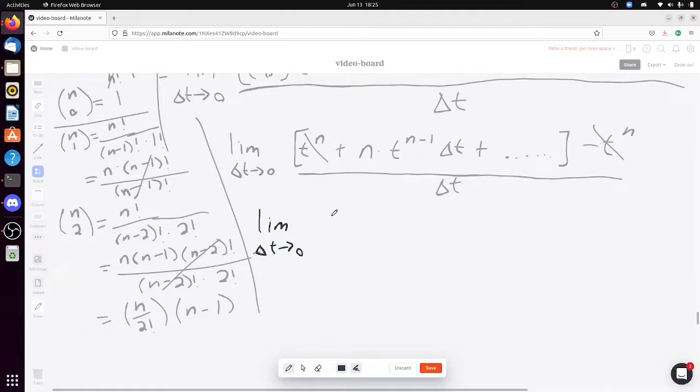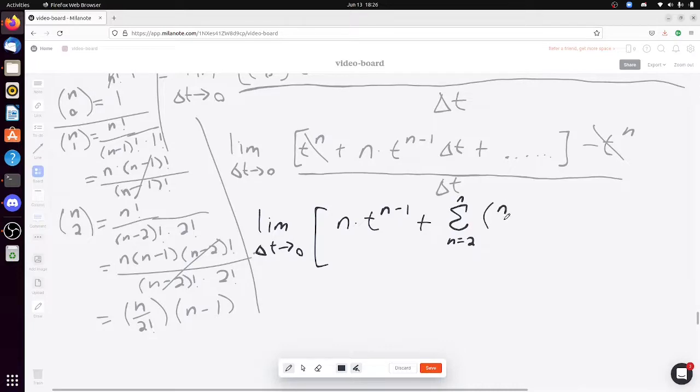So as delta t approaches 0, we have n times t to the n minus 1. And remember, if this term has delta t in it and we divide that by delta t, obviously they'll cancel out. So we have that. And then I'm just going to write in general terms the rest of the series starting at n equals 2, because this was the series term for n equals 1. n equals 0, this is n equals 1. And then the rest of this is n equals 2 plus 3 plus 4 plus whatever, up to n.